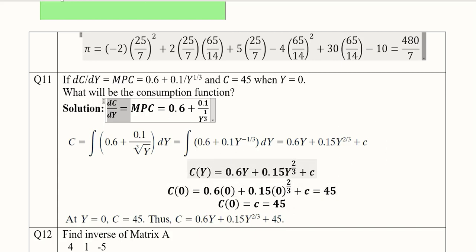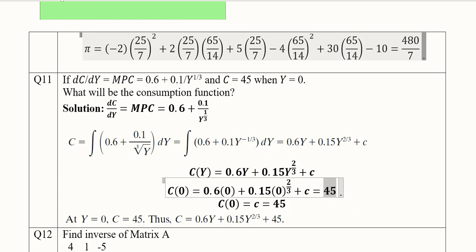Because this is the consumption function, it is indeterminate because we do not have the value of c. It is arbitrary in nature. In order to find out the value of small c, that is the arbitrary constant or constant of integration, we will substitute the value which is given, that is y is equal to 0. Once we place y equal to 0 in all these three places, the consumption function will be equal to 45. So this is why the consumption function now is equal to 45.